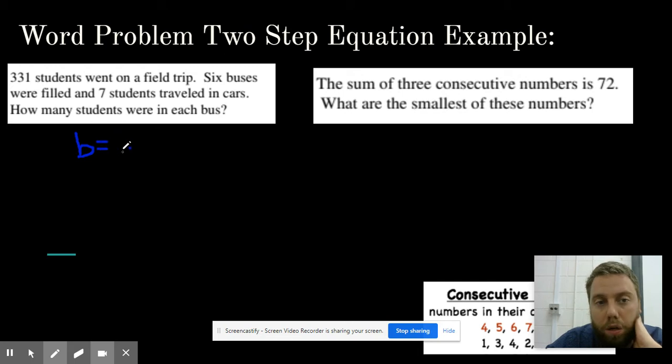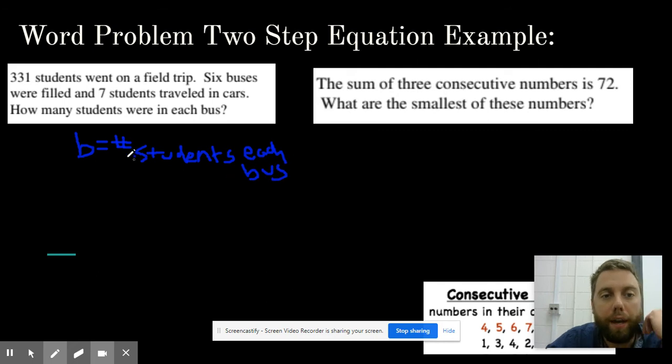B, we'll call it the number of students in a bus. Okay, number of students per bus. So we know that there are 6 buses. So 6 times the number of students in each bus tells us how many students were in the buses, right?